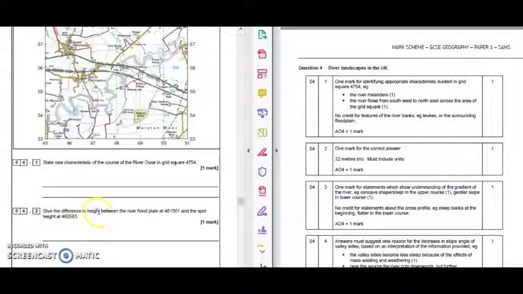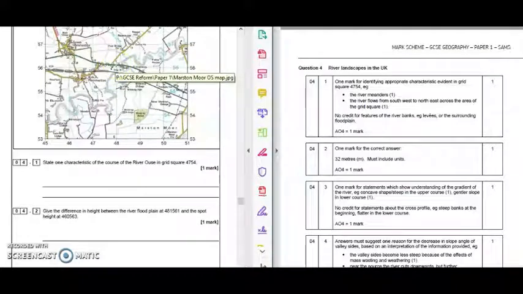4.2, give the difference in height between the river floodplain in two spots. First one, 48.1, 56.1, and 46.0, 56.3. So normally heights are given where you've got these very faint contour lines. Now, looking at this OS map, let's have a look at the first place. So 48 and then 1, go out a little bit further, and then we'll go up to 56, 1. We've actually got a number here. Now, this is not obvious, but that is actually to do with the height of the land.